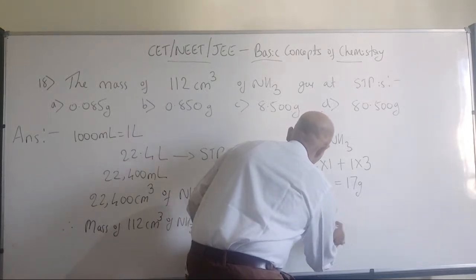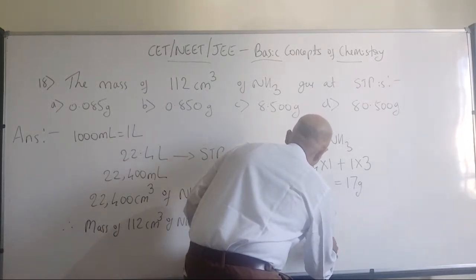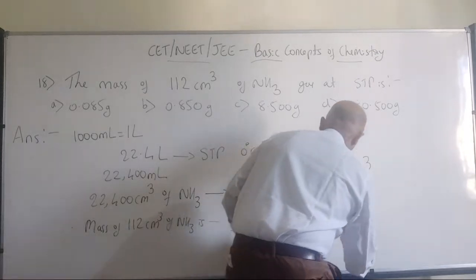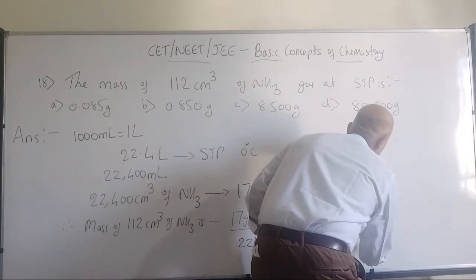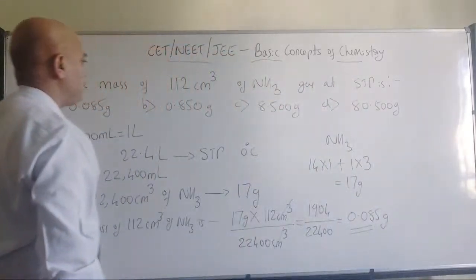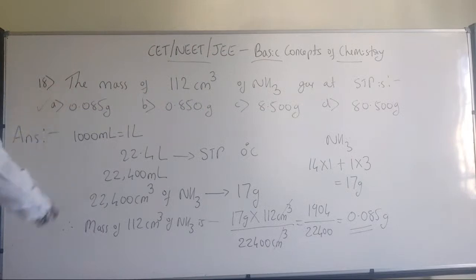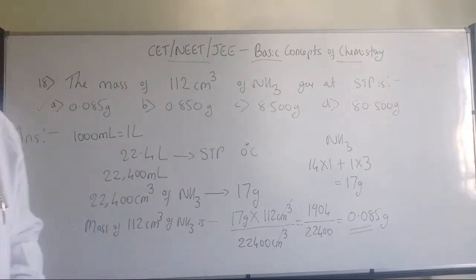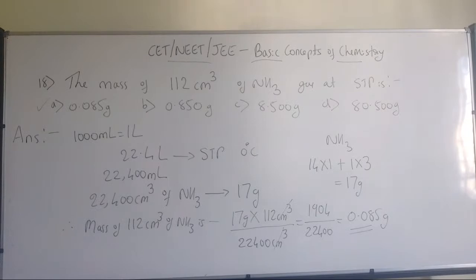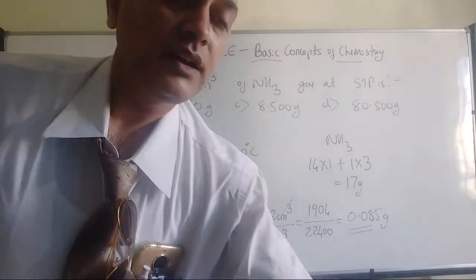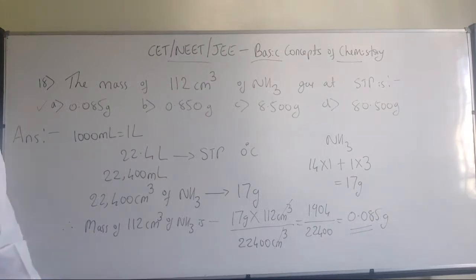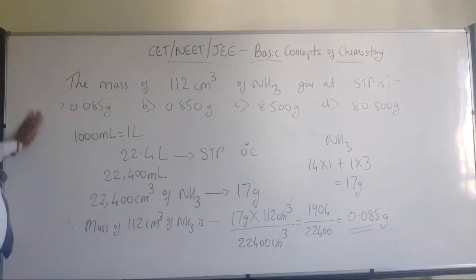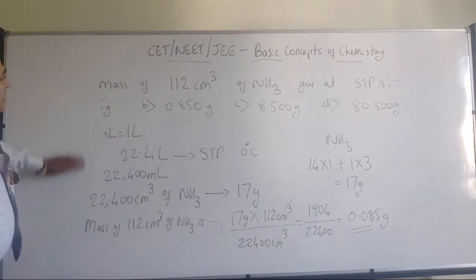1904 divided by 22,400, which is nothing but 0.085 grams. As people have told, option A should be the answer. All of you have understood? Any doubt? So whether it's clear? So that's where we have option A as the answer.